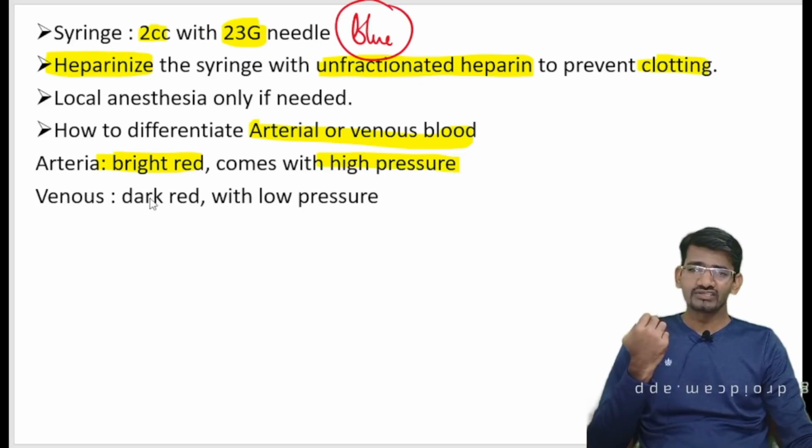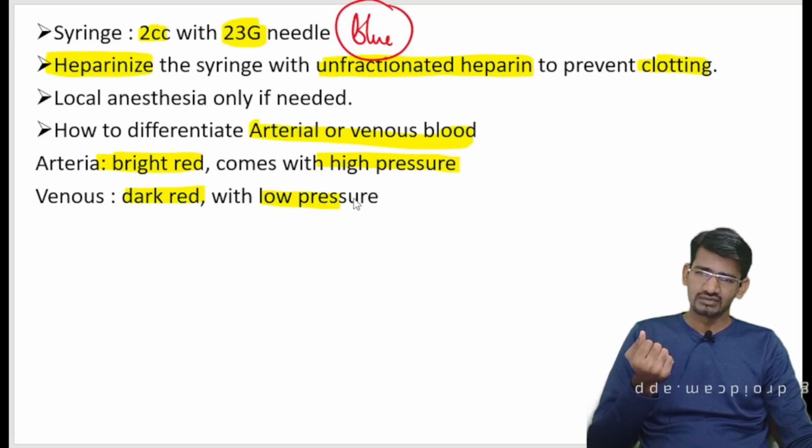If it is venous, the blood will be dark red, and we have to draw it because there is low pressure. So these are the two factors: one is the color and the other is the pressure. Bright red means it is arterial, and dark red means it is venous blood.